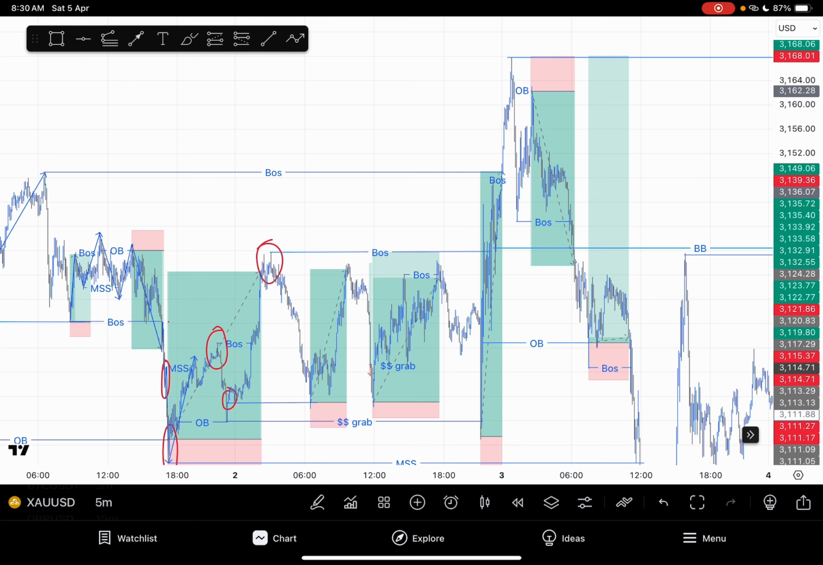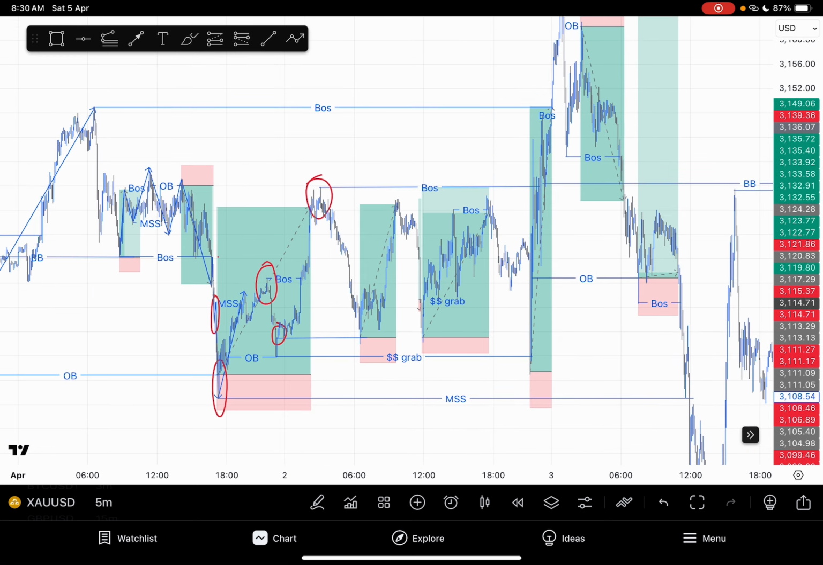Inside a bigger trend, there's a break of structure. Inside a smaller trend, there's a break of structure. Now you see this small trend. This was just the small trend we were following. All this was just a small trend we're following. But aside from the small trend, this was the main trend. All this was the main trend we are following.